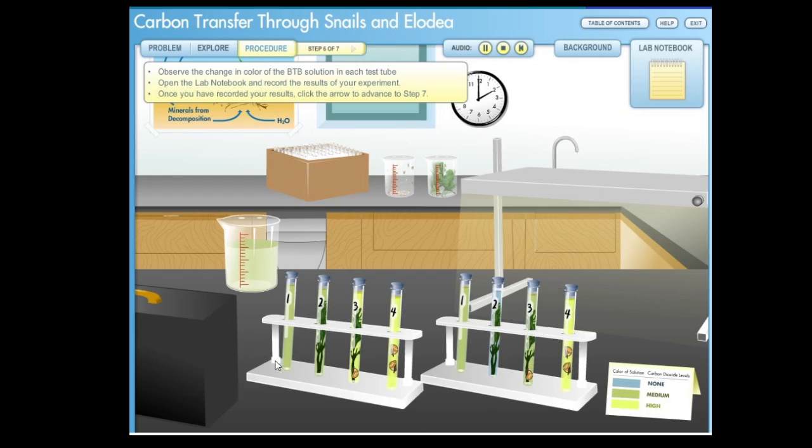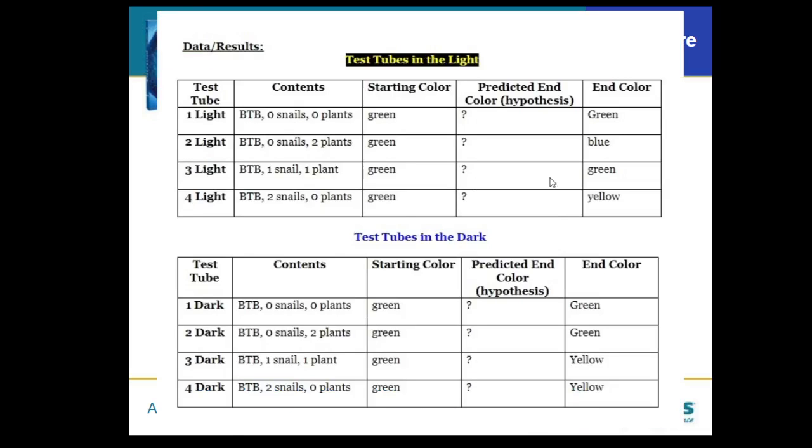If we look at what happened in the dark, we see that the first tube stayed green because it's our control. In the presence of just plants, we stayed green as well. Now in 3 and 4, both turned yellow. So just writing that out in words, you would have had a data table that looks something like this. And so then the question becomes, what does that mean?